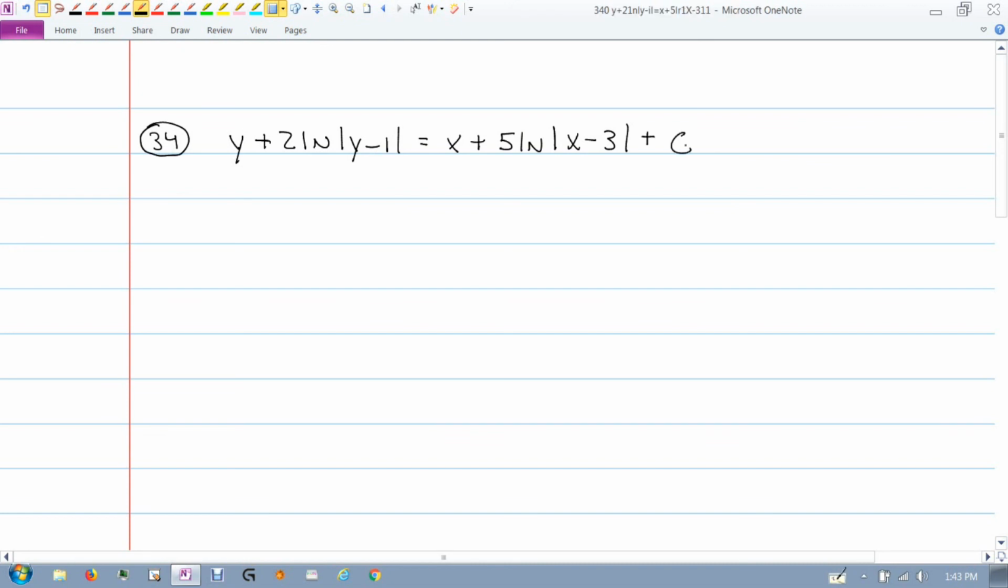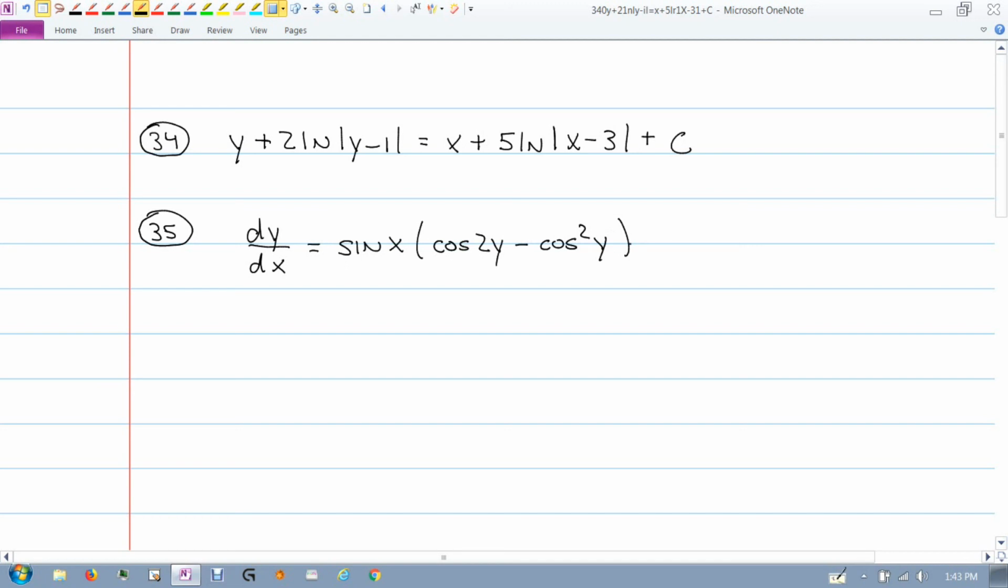Okay, so that's 34 without the work. Let's go to 35. dy/dx equals sine x times cosine 2y minus cosine squared y.